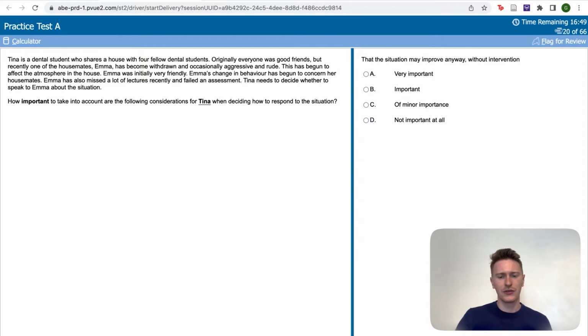Now I'm going to put nothing at all, as in not important at all, because I think you can't just cling on. This is essentially the same as do nothing, which I think is always quite low down. So I'm going to put not important at all for that one.